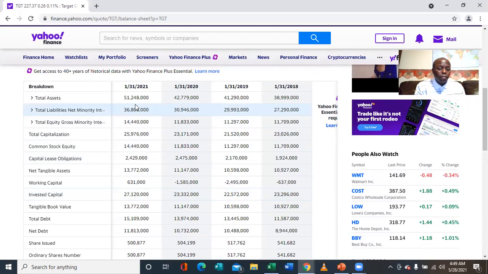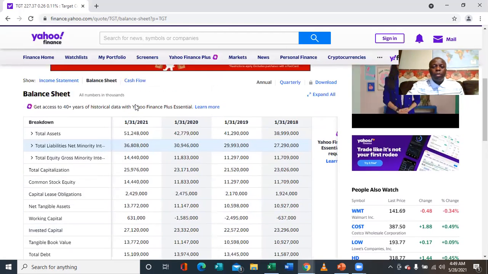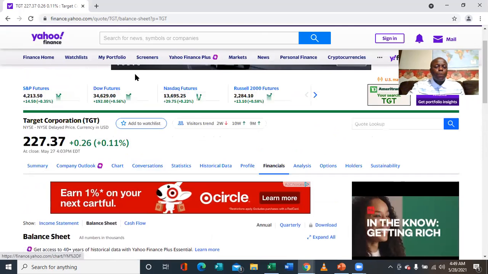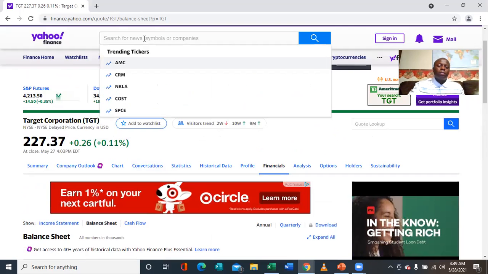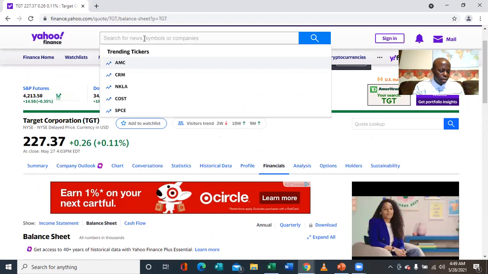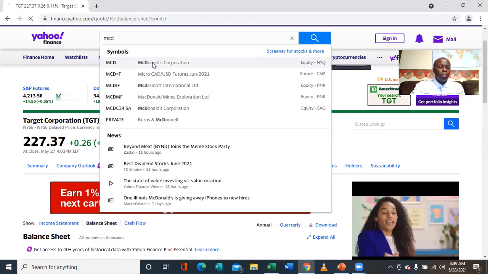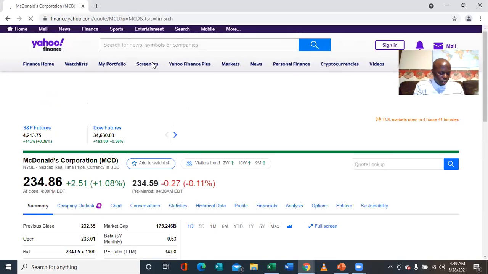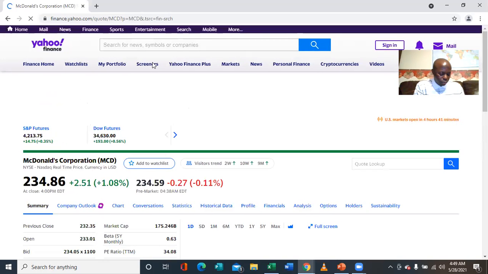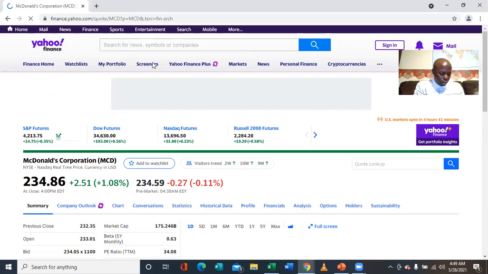248,000. Now, the next company we are looking at is McDonald's Corporation. MCD is the trading symbol for McDonald's. Total debt and the total assets.